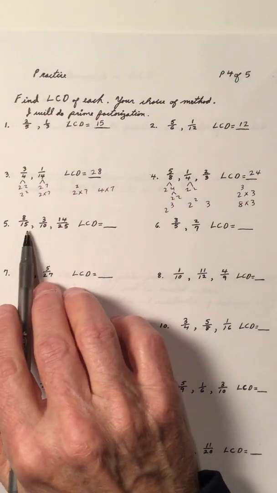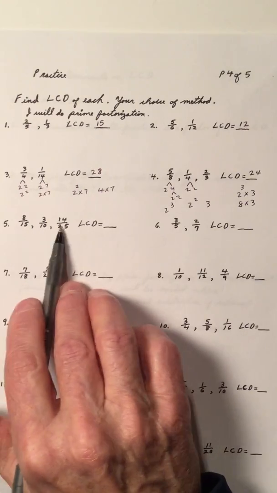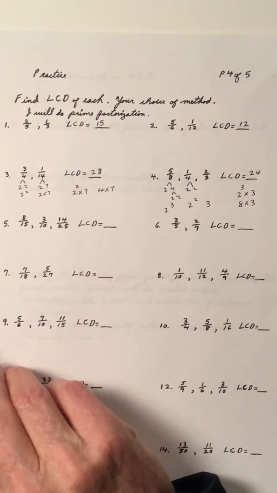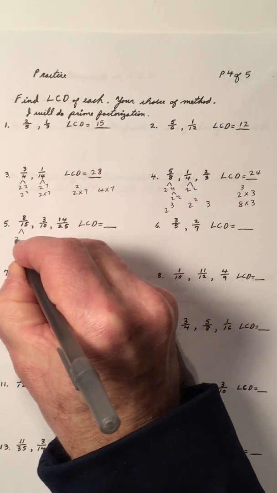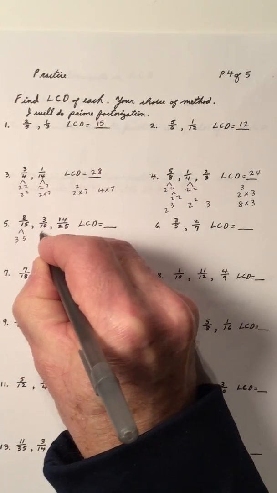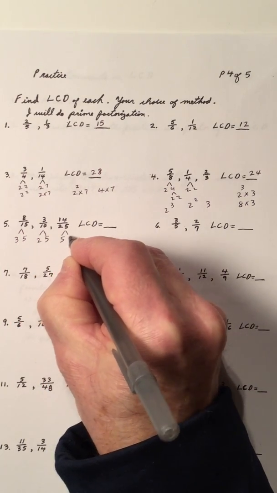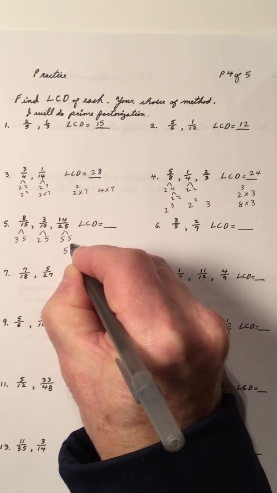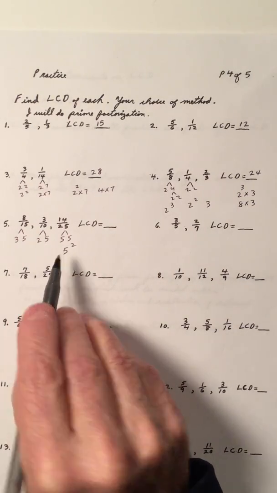Now, can you look at 15, 10, and 25 and tell me what multiple will be the least one for these? If you can't, you have to break it down. So 15 is 3 times 5. 10 is 2 times 5. 25 is 5 times 5, which is 5 squared. So I have a 3 times 5, 2 times 5, 5 squared.